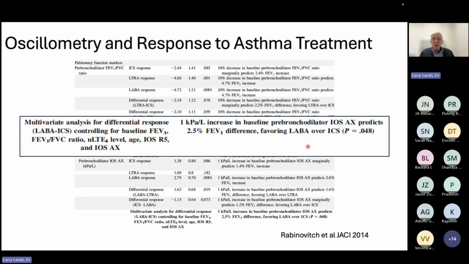for this particular patient, because it's wonderful to talk about populations and groups, but what you have in front of you is a patient. Here it was an indicator that maybe for this particular patient who has this change in AX, they are more likely to respond to using a long-acting beta agonist.